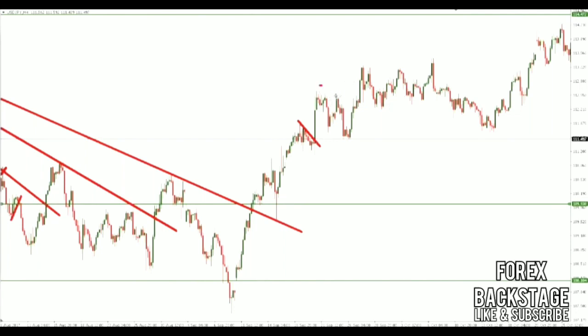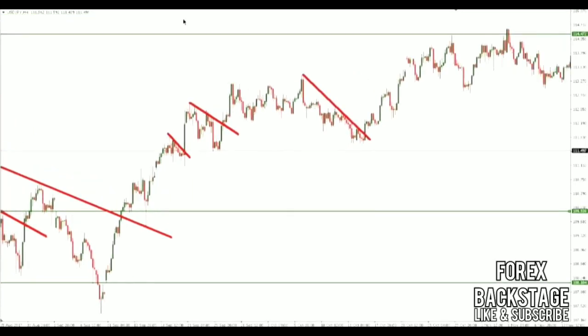Is there more consolidation in these zones? Yes, another entry point. Market plays around, consolidate. Yes, another entry point. You guys see it? All the way to take profit. Another entry point. All the way to take profit. I think here's another entry point too.